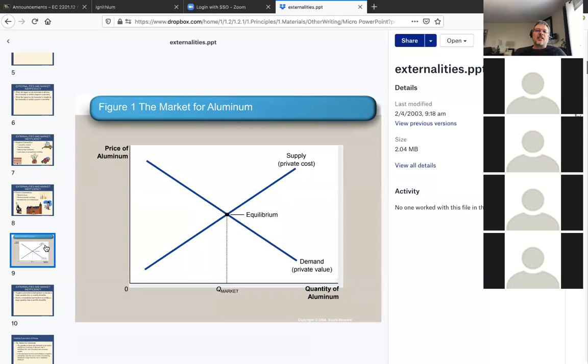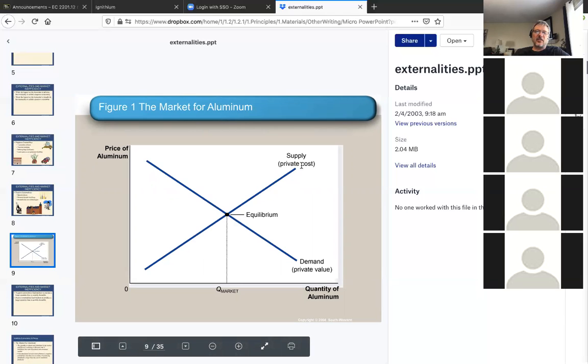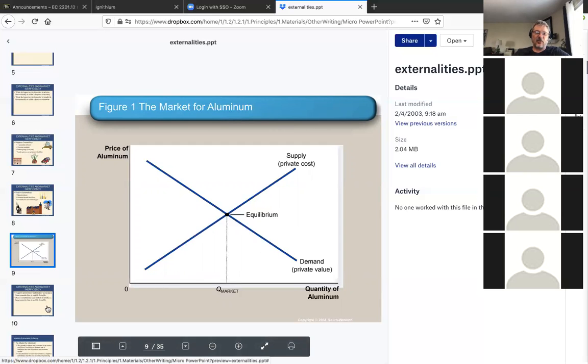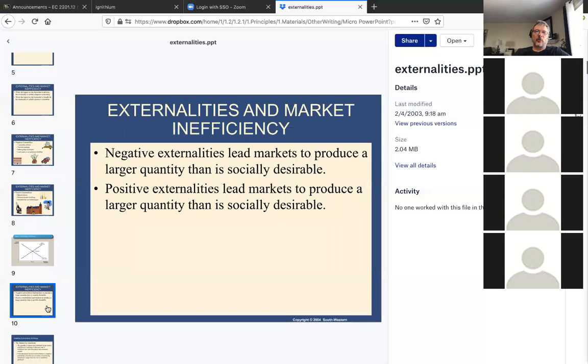So this is really the most important slide for you to look at, and this is the one that would help you with any sort of problems on Ignithium, that sort of thing. The supply curve represents the private costs and the demand curve represents the private value. So it's not taking into consideration any third party costs or benefits. Those external costs and benefits are not on this diagram as it currently exists.